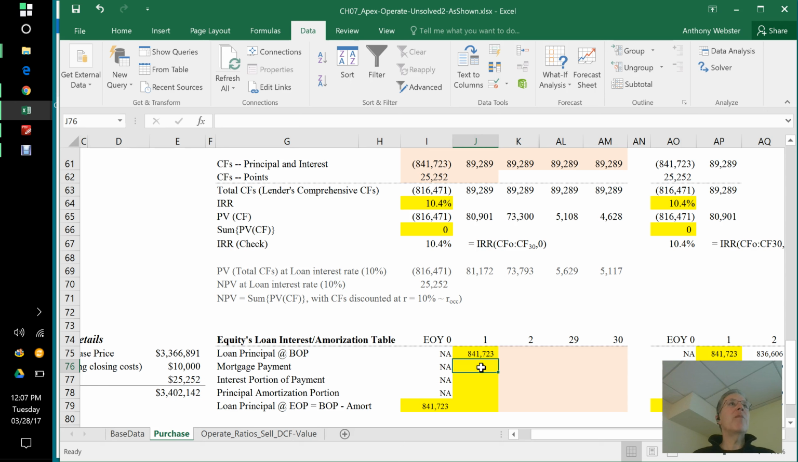Okay, mortgage payment, anyone tell me what that is? Josh, you got it?